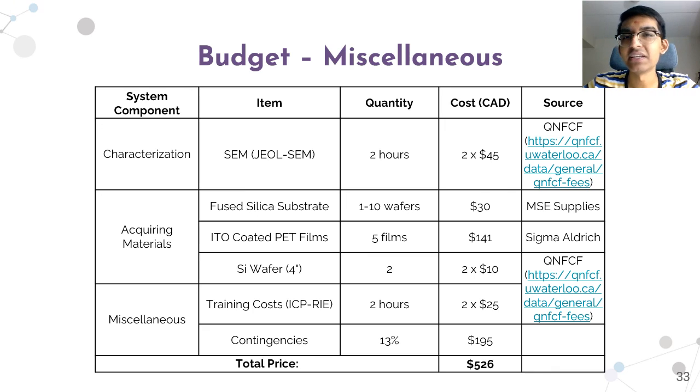Lastly, the miscellaneous costs include the training costs for any training which our team doesn't already have, and in this case, that's just the training to use the ICP RIE. Additionally, the contingency cost, in case any processes need to be repeated or in case any more materials need to be bought, is accounted as approximately $195, which is 13% of the total price. Altogether, this comes out to another $526.